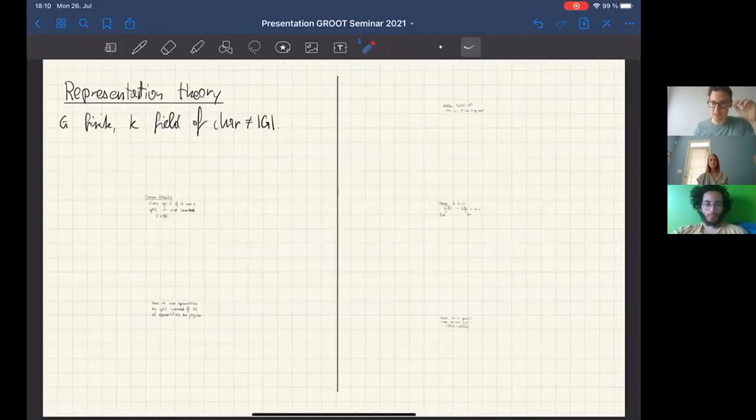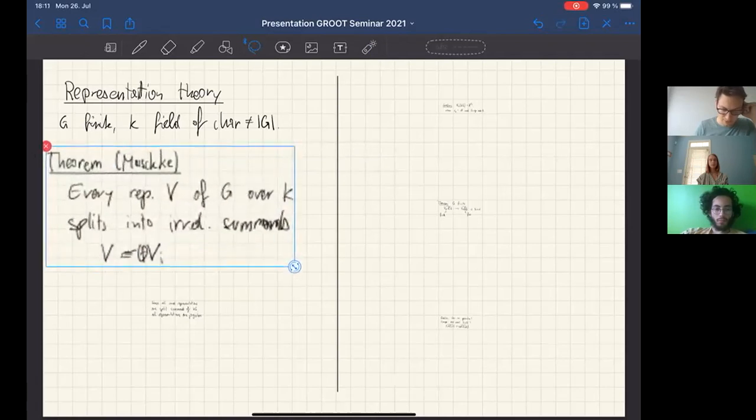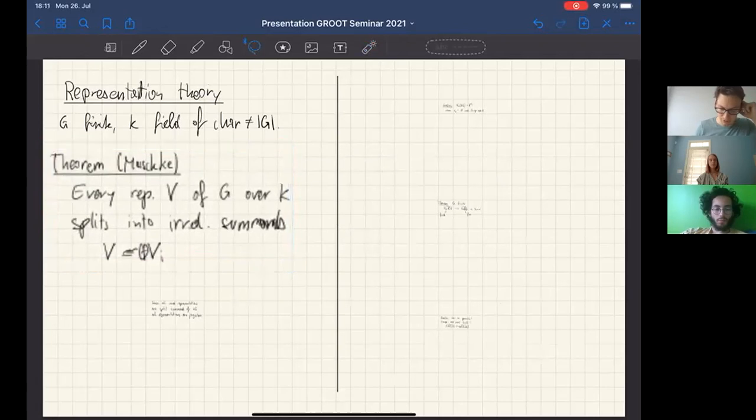But if we look at the algebra over a field, the entire story is a little bit simpler. So let's quickly talk about representation theory. If we now fix a finite group G and K a field, and we assume that the characteristic doesn't divide the order of G, then there's Maschke's theorem, which says that every finite dimensional representation, this is what I mean by representation, splits into irreducible summands.